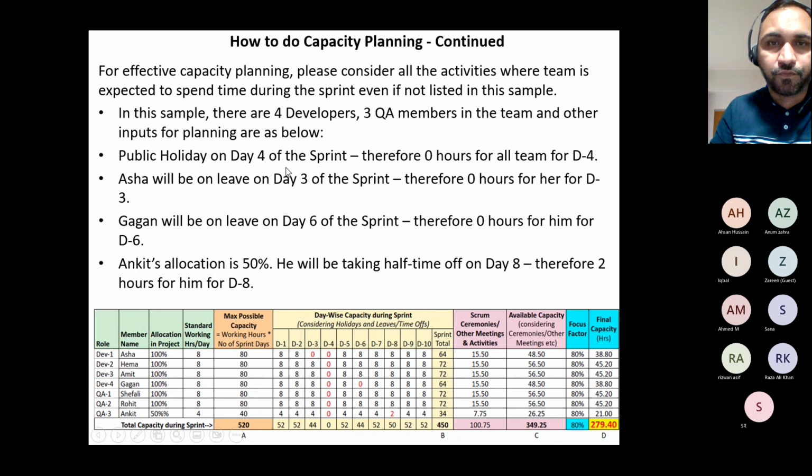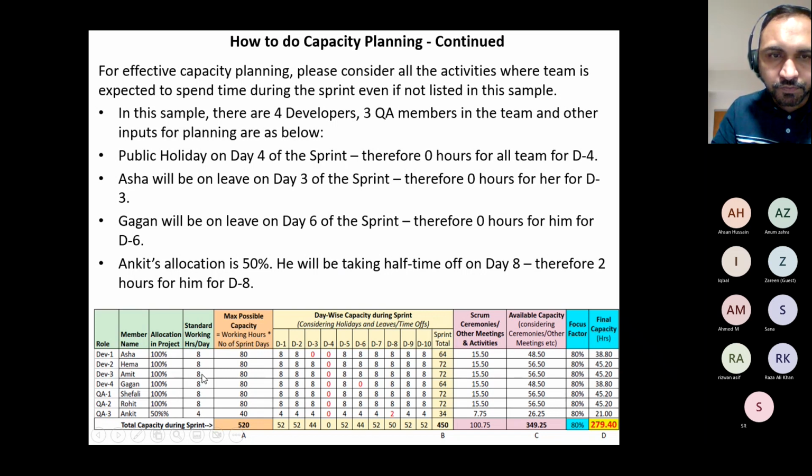Public holiday on day 4. Day 4 is a public holiday. It could be Christmas or anything. Therefore, 0 hours. Look at this G4 column. We put zeros right here. So they're all 100% allocated. Only the third tester, Ankit, is 50% allocated with the team. So we reduce what? 4 hours, right?